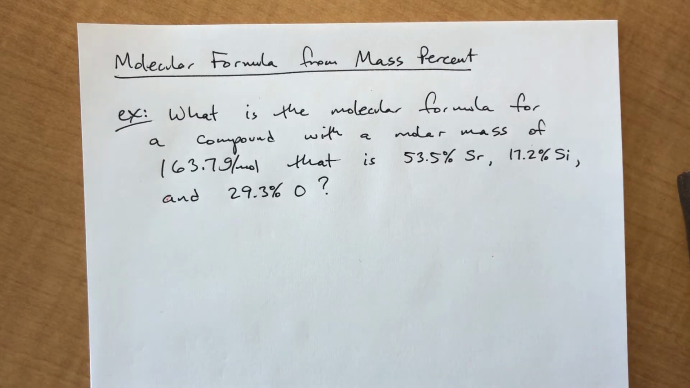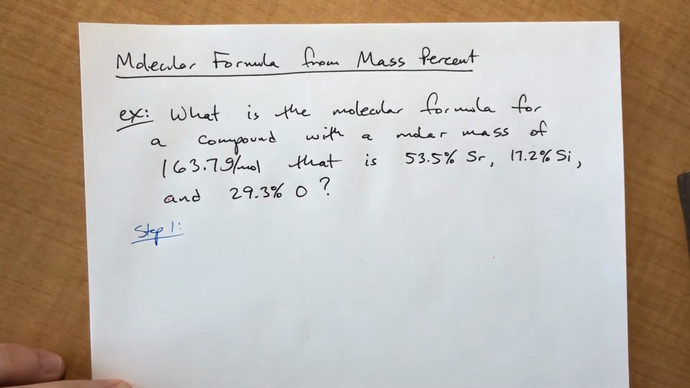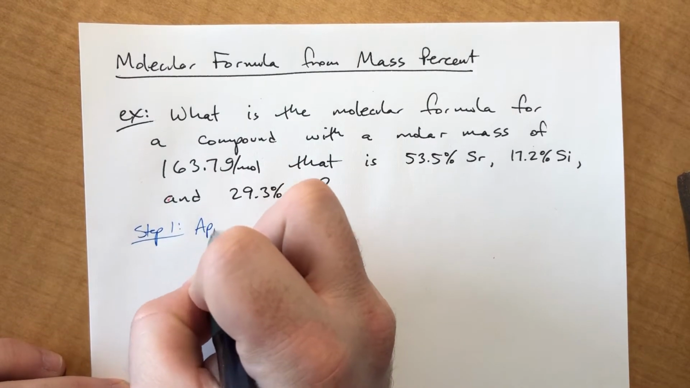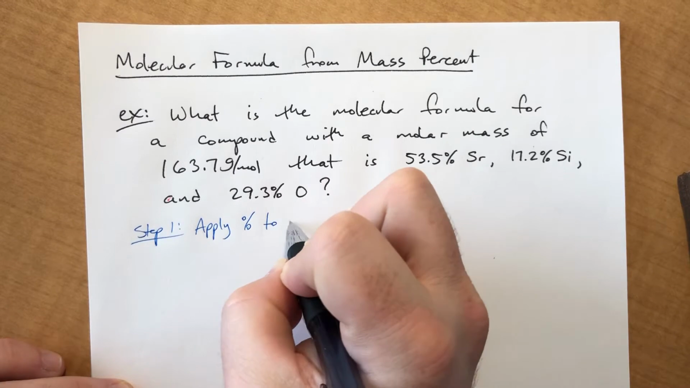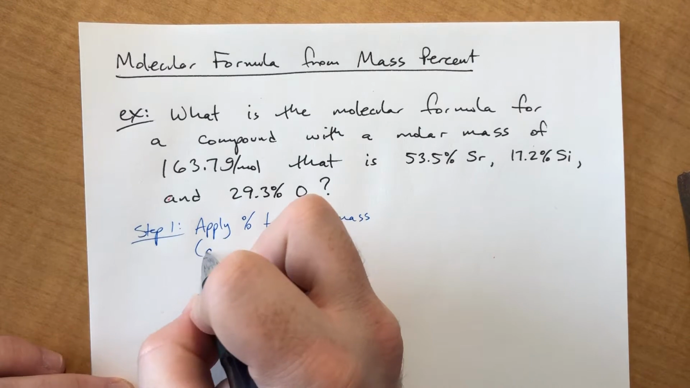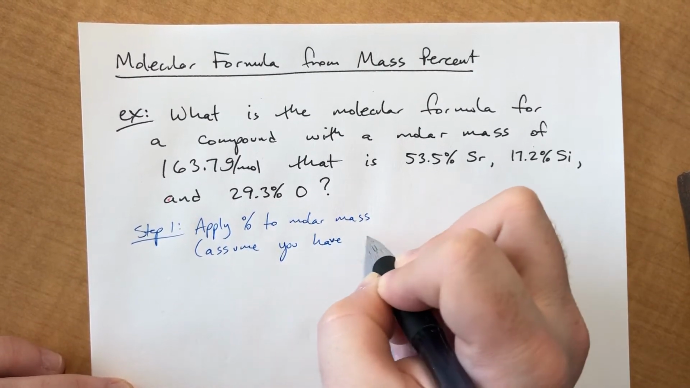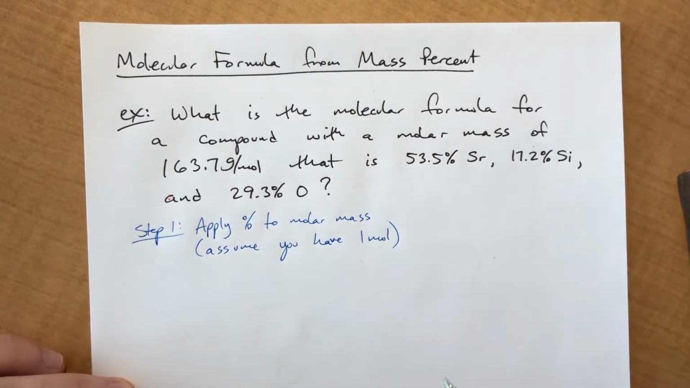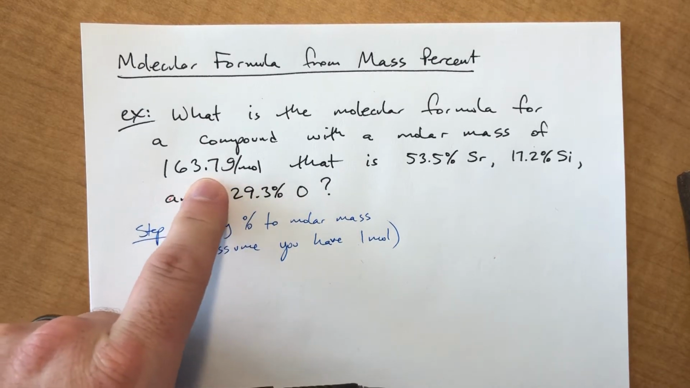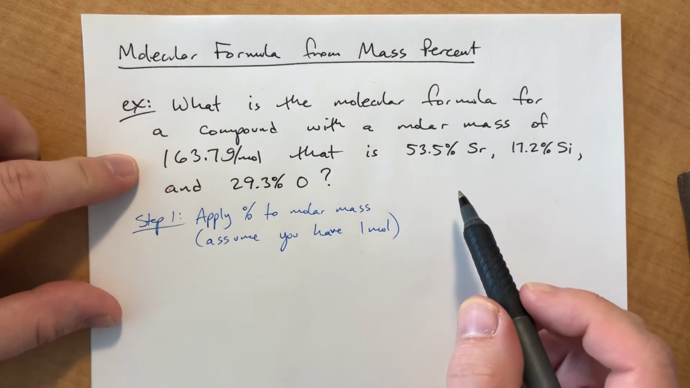So the way I'm going to write this is, step 1 is you apply these percentages to the molar mass. Basically, assume you have 1 mole. We said that 1 mole of anything is going to weigh whatever the molar mass is in grams. So we're going to assume we have 163.7 grams, and we're going to apply these percentages.